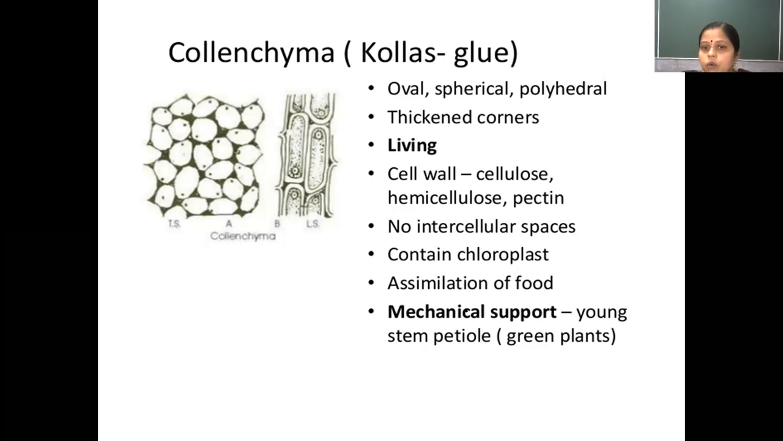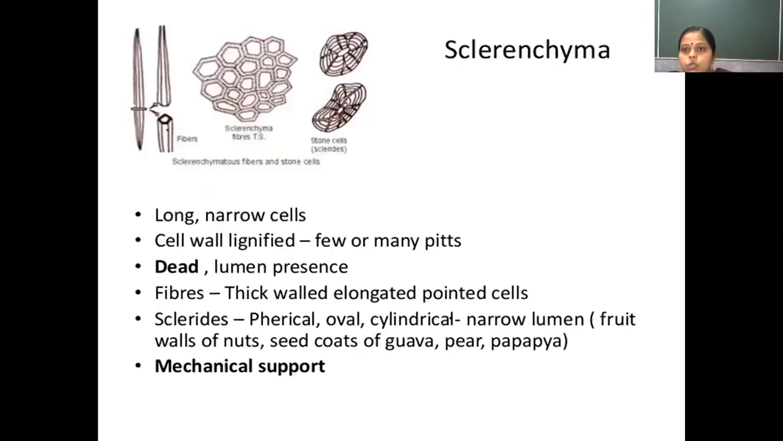Mainly it is involved in providing mechanical support. We can find such tissue in the growing parts of green plants such as stem, petiole, pedicel. In these areas we can see the collenchyma tissue. The main function of this tissue is providing mechanical support, and in common it is called living mechanical tissue. Why? All the cells are living and they are providing mechanical support. That's why it is called living mechanical tissue.